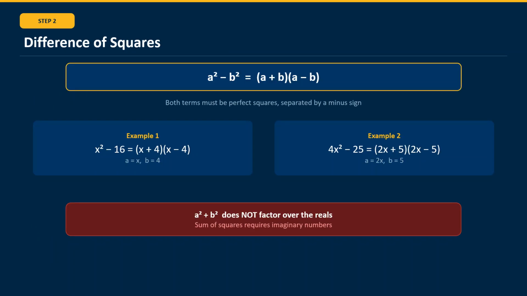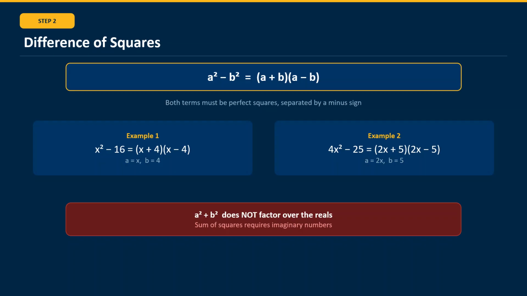Pattern 2. Difference of squares. A squared minus b squared equals the quantity a plus b times the quantity a minus b. 2 requirements. Both terms must be perfect squares, and they must be separated by a minus sign. For x squared minus 16, a equals x since x squared is a perfect square, and b equals 4 since 16 equals 4 squared. The result is x plus 4 times x minus 4.